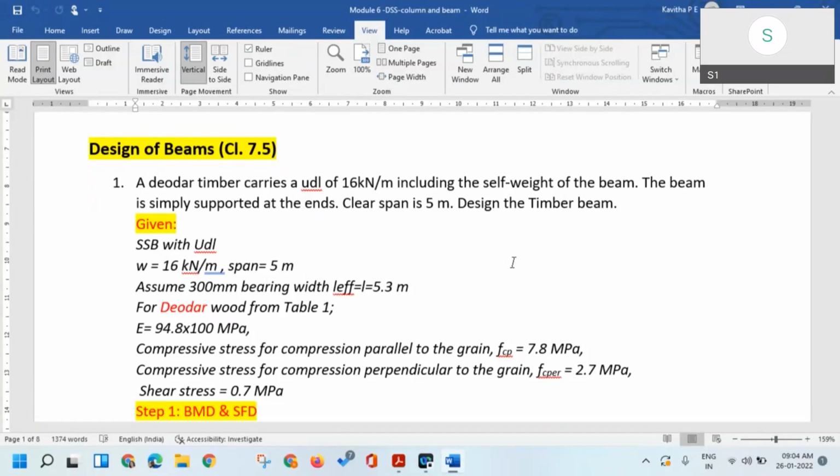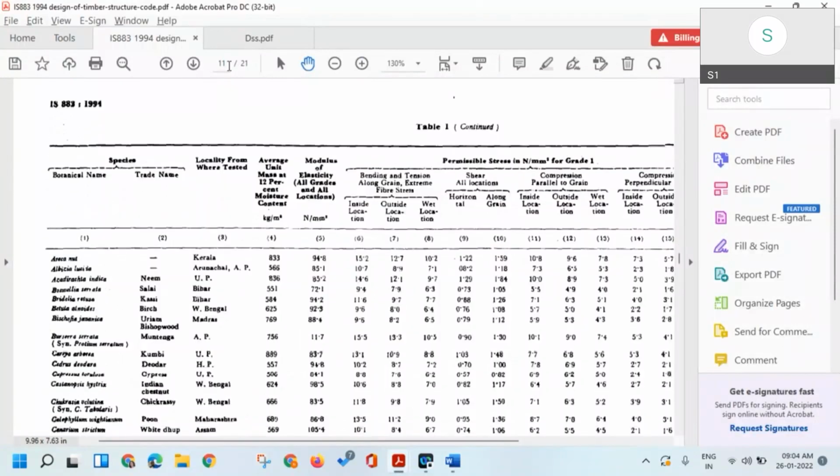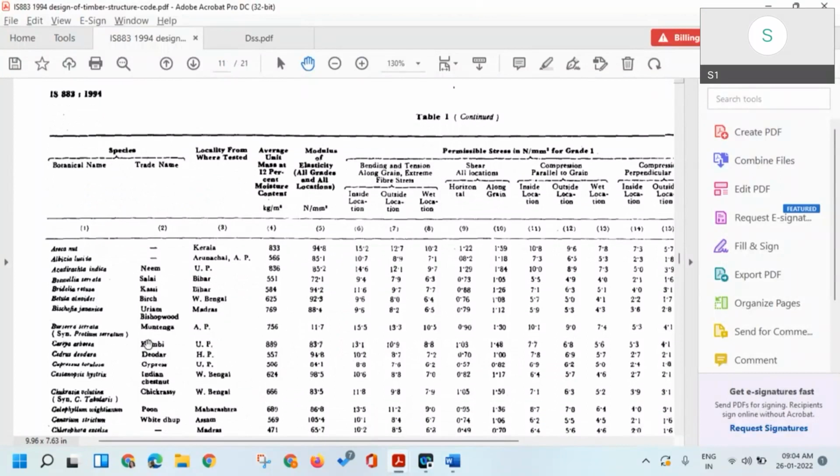It is given that deodar timber is used. The deodar timber properties can be taken from table 1 of IS 883 1994, design of structural timber in building. So we have to move to table 1 where deodar timber is listed. Here you can see deodar and all different properties of timber listed. The properties that we need are modulus of elasticity as well as permissible stress values.